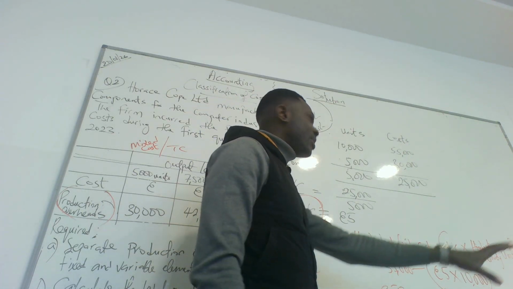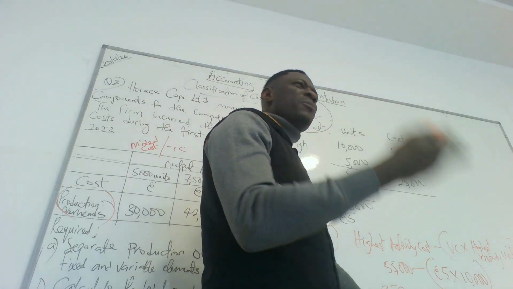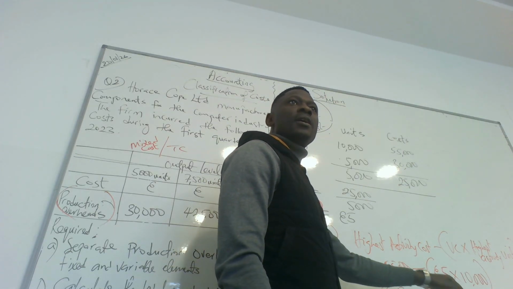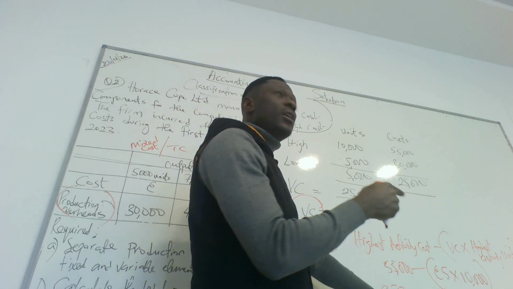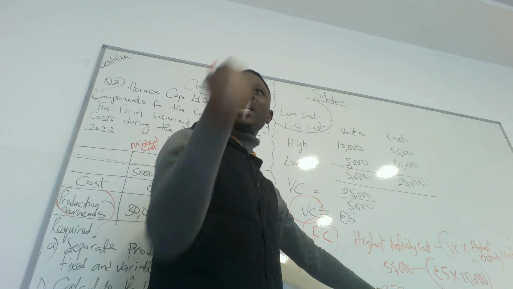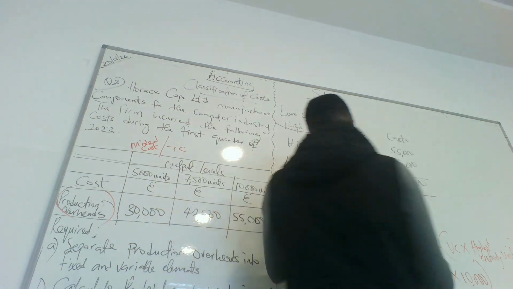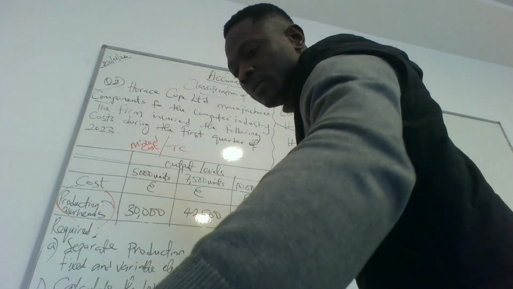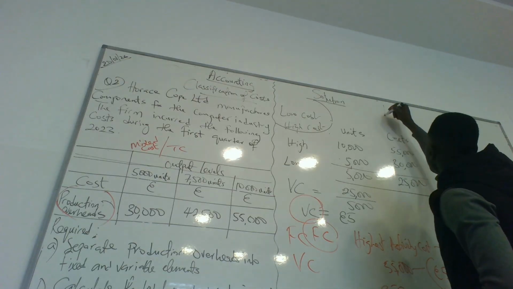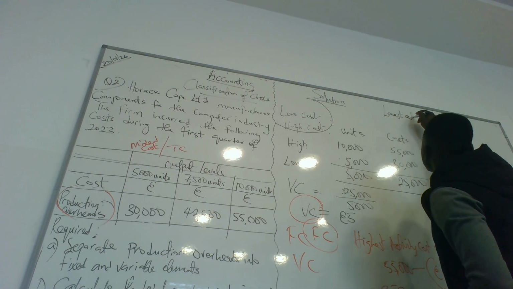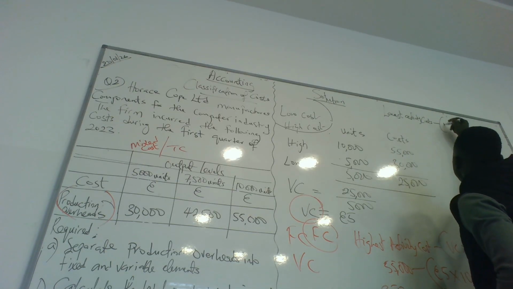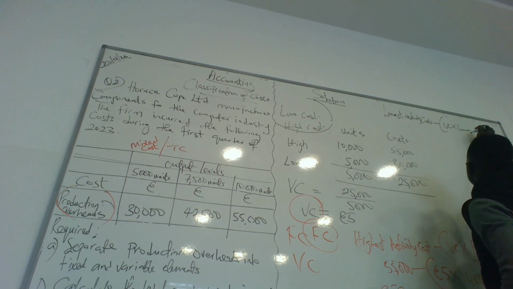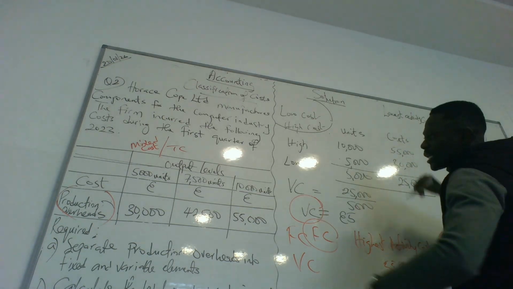You get it? It's not done yet. We need to confirm, stop writing please. We need to confirm the fixed cost based on the lowest unit. Now this is our highest unit. We check, because the fixed cost must be the same in both highest and lowest. And for lowest activity we have cost minus VC multiplied by lowest activity units. So our lowest activity is how much?